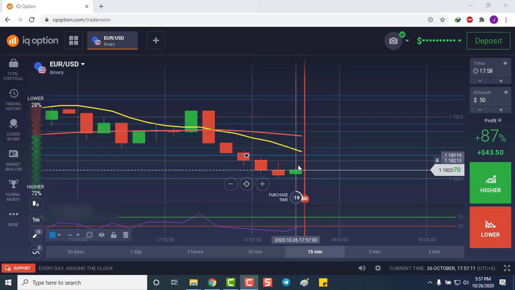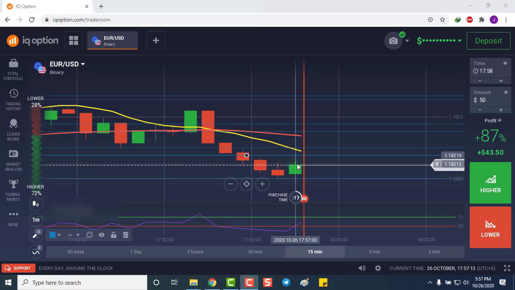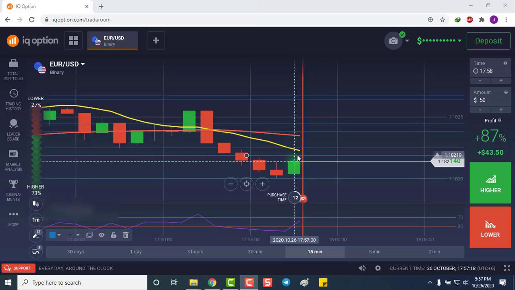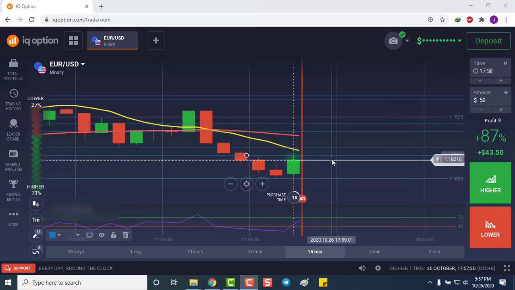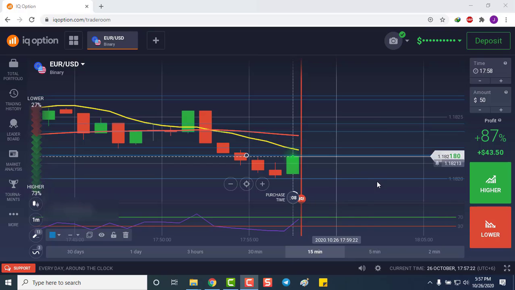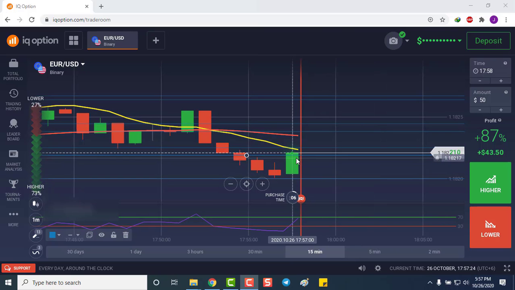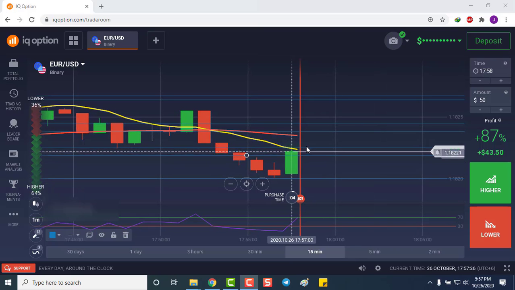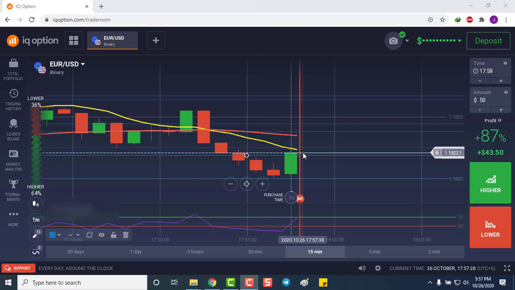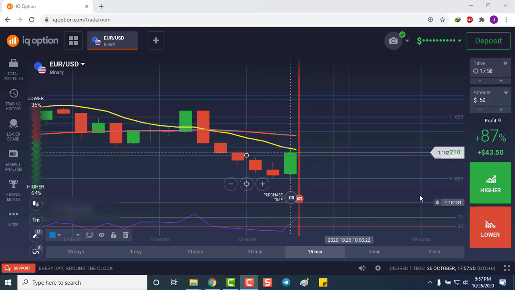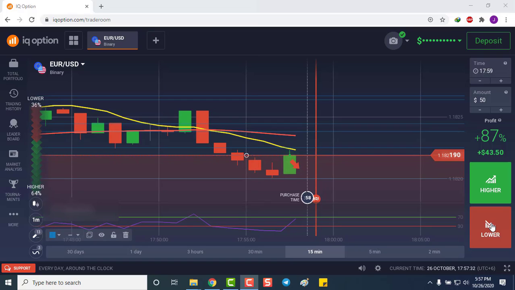Guys, if this bullish candle closes at this resistance level, then I will place a lower option here. Okay guys, if this candle gets some rejection from this sellers area, we will place a lower option here.